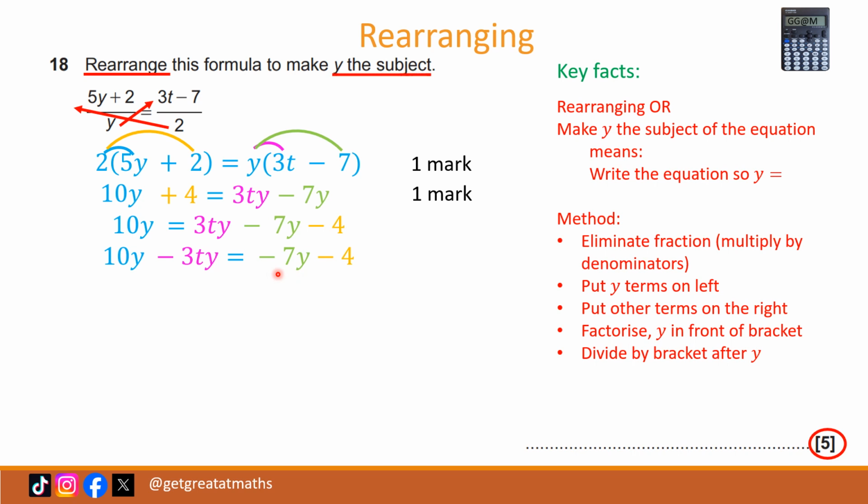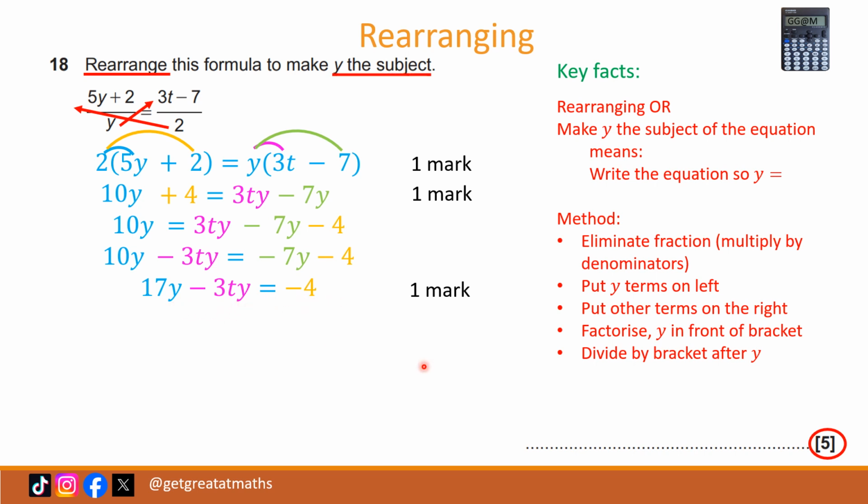Now I'm going to take this 7y term, so minus 7y, and I'm going to add it to the left-hand side. So 10y plus the 7y gives me 17y take away the 3ty is going to equal -4, and this is for your third mark. From here you can see all the y terms are now on the left hand side and all the other numbers are on the right hand side.